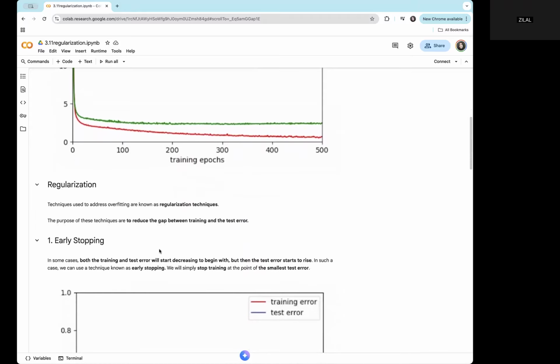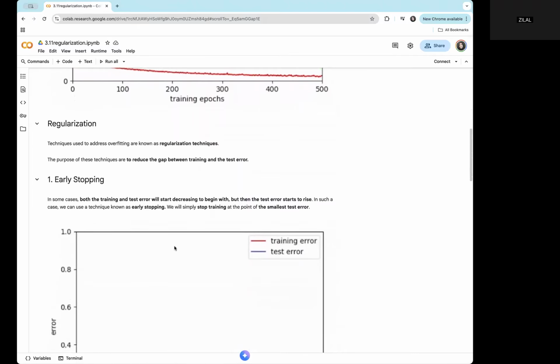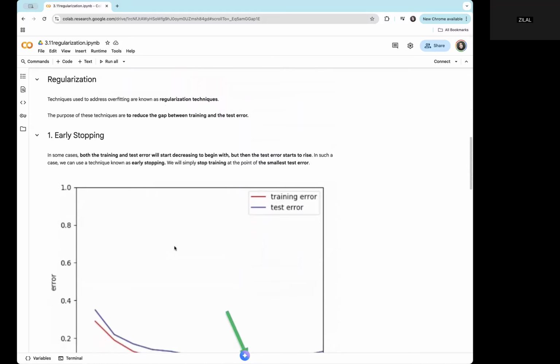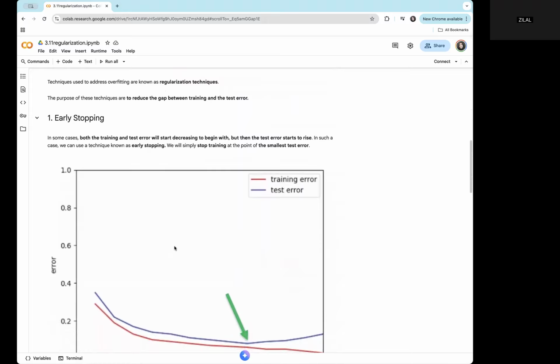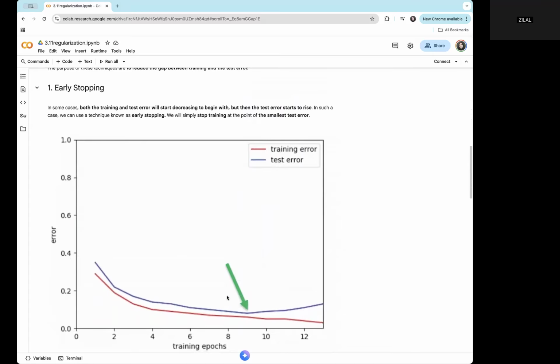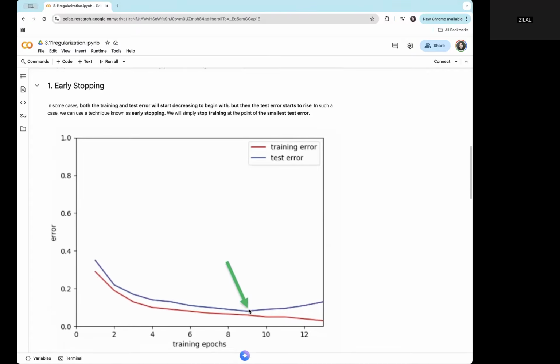So here we introduce the regularization techniques to address this overfitting problem. The purpose of these techniques is to reduce the gap between training and test error. First, let's talk about early stopping. In some cases, both the training and test error will start decreasing to begin with, but when the test error starts to rise, in the blue line, in such a case, we can use a technique known as early stopping. We will simply stop training at this point of the smallest test error.